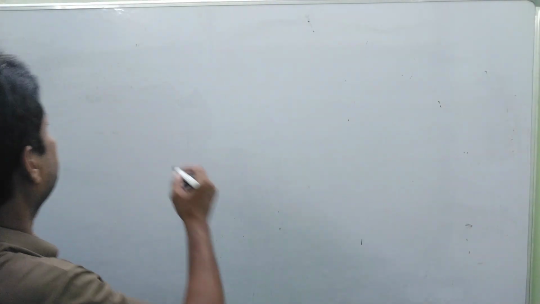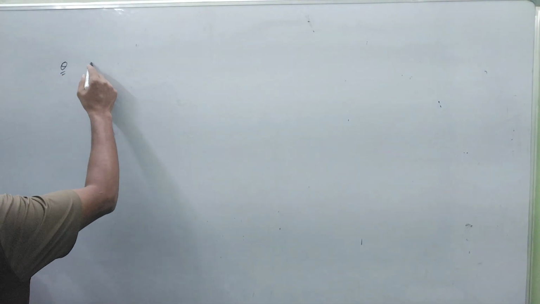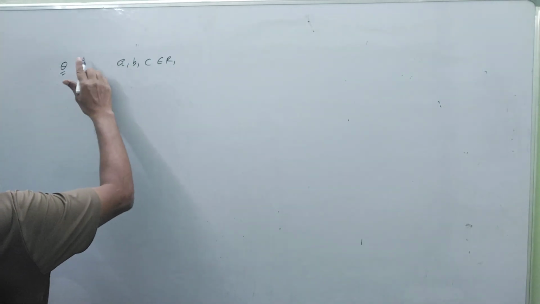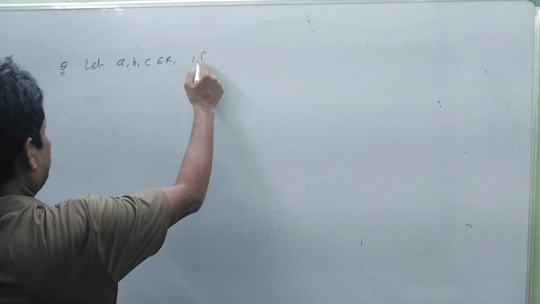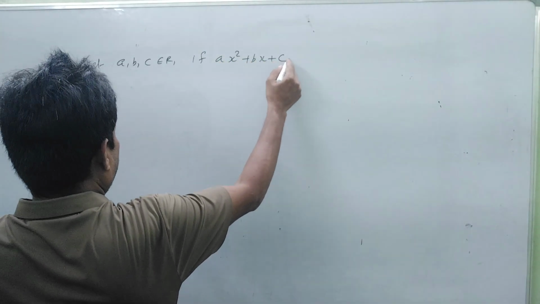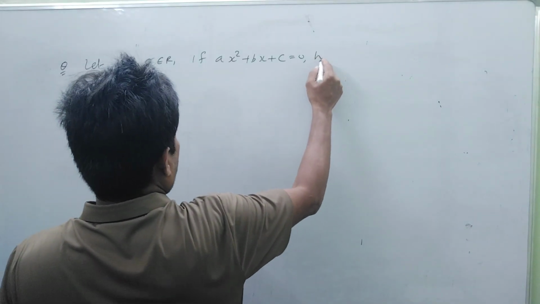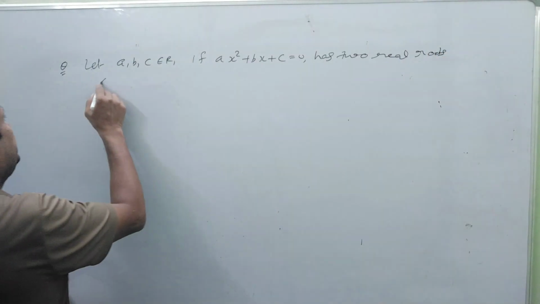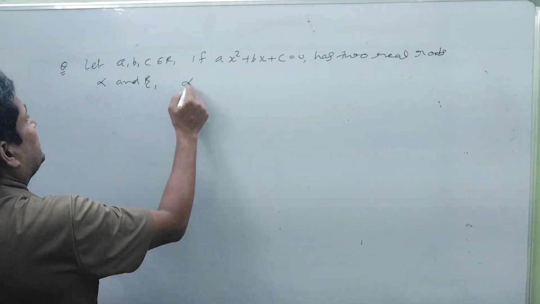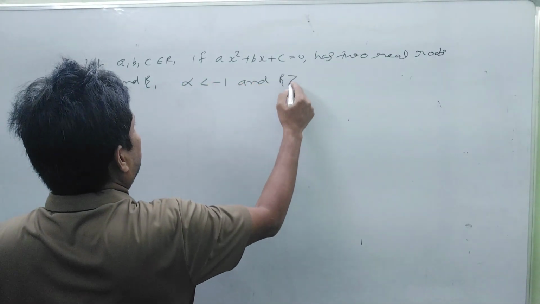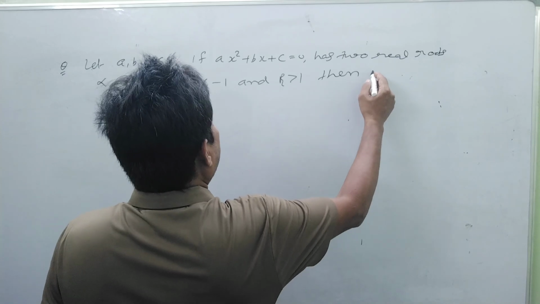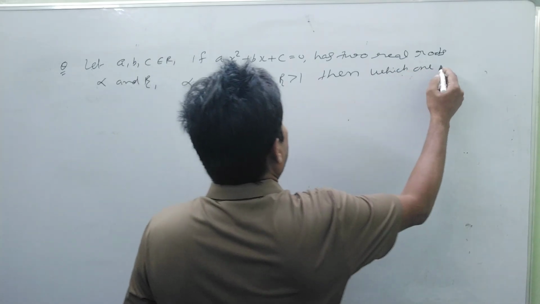Now let's take another example. This also has been asked in IIT JEE. Let a, b, c belong to real numbers. If ax square plus bx plus c is equal to 0 has two real roots alpha and beta, alpha less than minus 1 and beta greater than 1. This is given. Then which one is true?